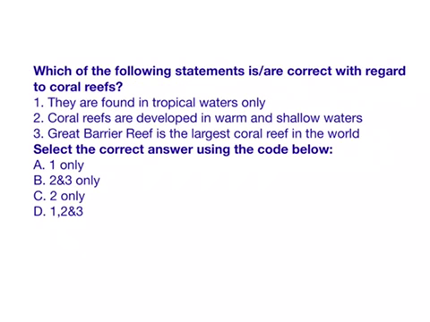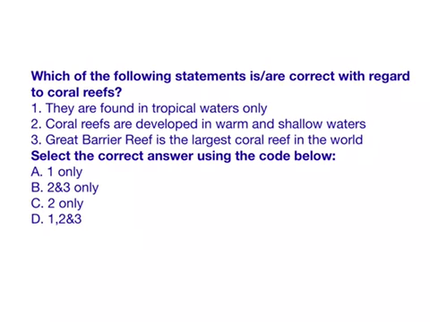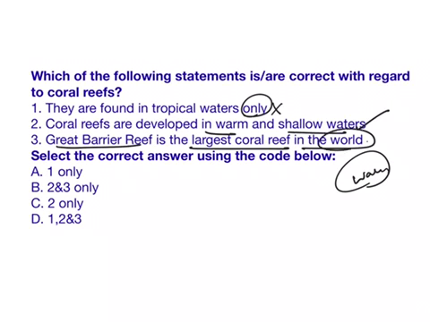Both are correct. The next question is, which of the following statements is or are correct with regard to coral reefs? The first statement is they are found in tropical waters only. This statement is incorrect because they exist in both temperate and tropical waters. The next statement is coral reefs are developed in warm and shallow waters. Yes, this statement is correct because coral reefs are found where the waters are warm and clear. The next one is Great Barrier Reef is the largest coral reef in the world. This statement is also correct and it is in Australia. So as only 2 and 3 are correct, the answer here is B.